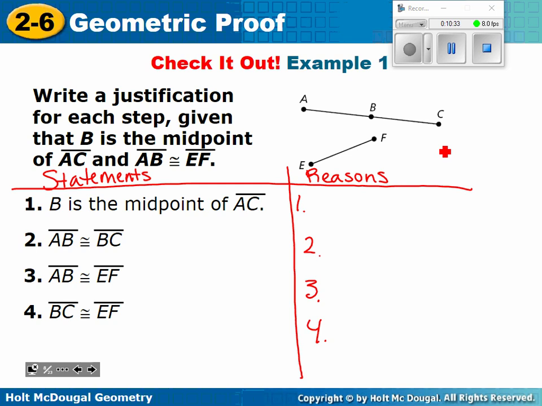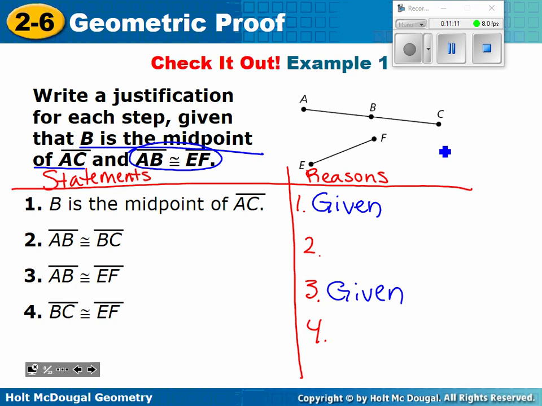Read what they gave you at the beginning. Given that B is the midpoint of AC and AB is congruent to EF. Find your given first if it's a fill-in-the-blank proof. Which numbers are the given? Okay, 1 is B is the midpoint of AC, so that is given. But notice that we also have AB is congruent to EF, and that is where? Number 3, so 3 is given. And if you don't do all your givens first, you're going to be the one sitting there struggling with what's the reason for a step, and come to find out it was just that it was given all along, okay?